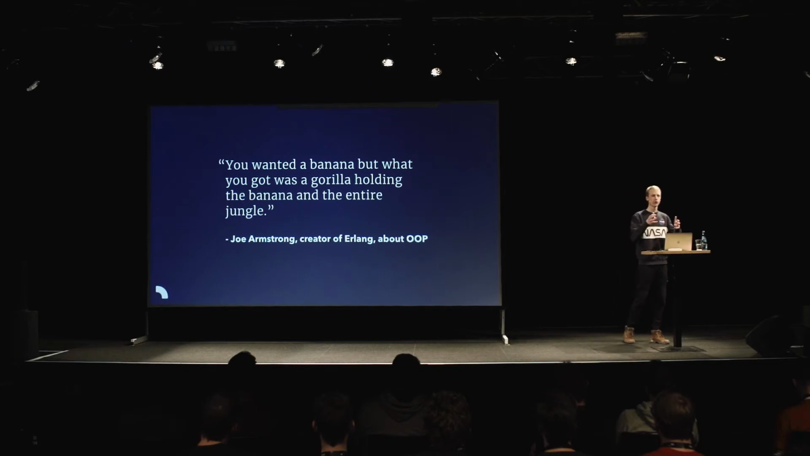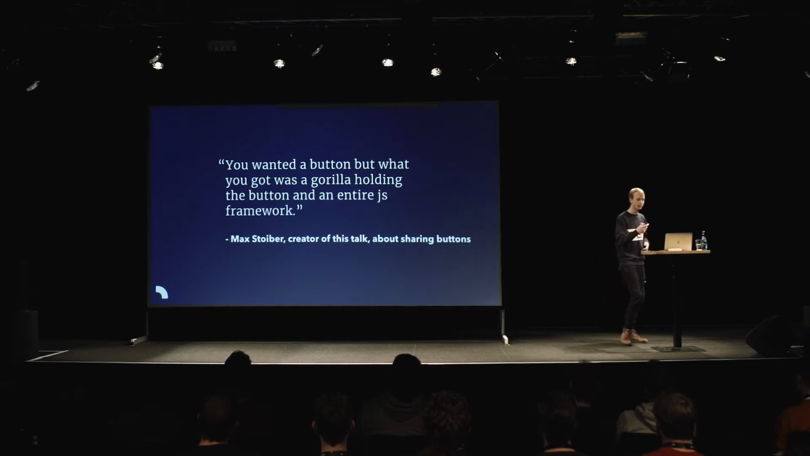There's a famous quote by the creator of Erlang, Joe Armstrong, about object-oriented programming, where he said, you wanted a banana, but what you got was a gorilla holding the banana and the entire jungle. He was talking about object-oriented programming, right? But slightly rephrased, this fits very well to sharing buttons. You wanted a button, but what you got was a gorilla holding the button and an entire JavaScript framework. That's really what social media sharing buttons feel like. You get so much crap just to render a button. That doesn't make any sense.